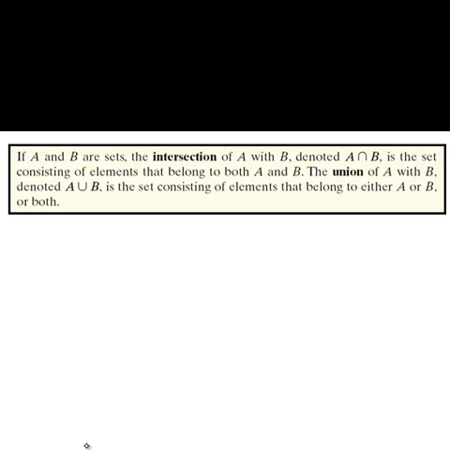Now, if we have two sets, we can combine them by finding the intersection of the two sets, annotated with this notation there. Notice that we have this upside down U there. That means the intersection of two sets, which basically means the set of elements that are in both set A and set B.